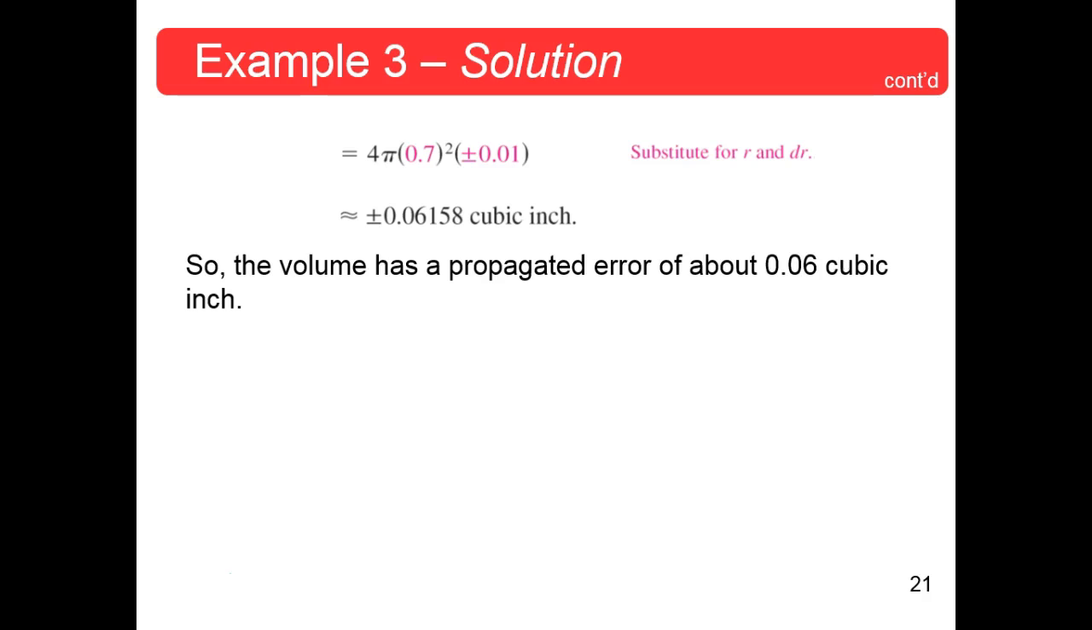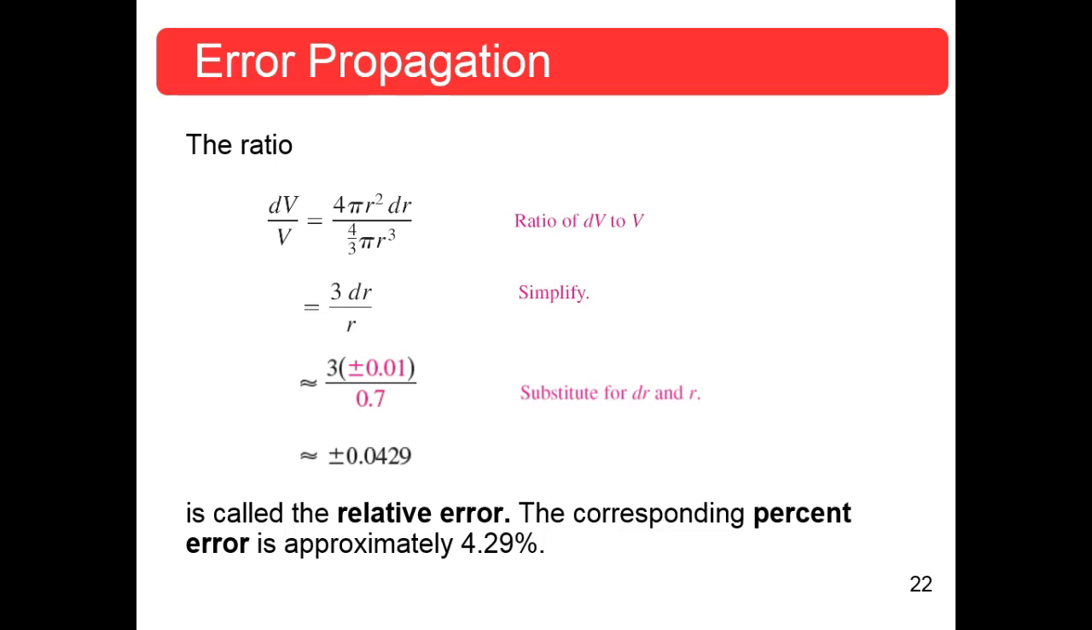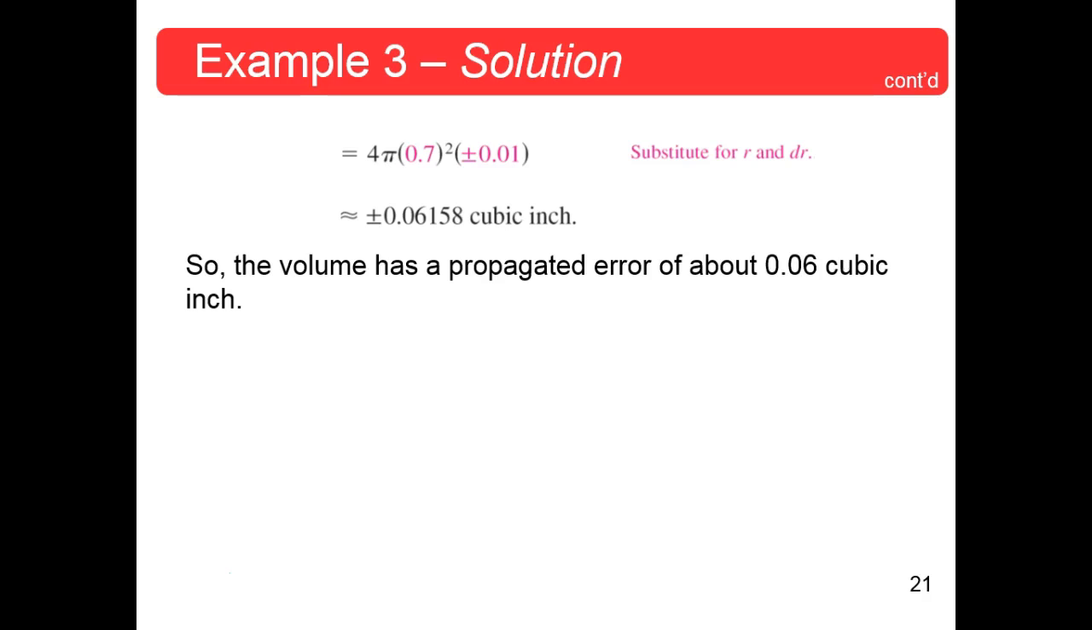It says, would you say that the propagated error in example 3 is relatively large or small? Where is it? There it is, 0.0615. The answer is best given in relative terms by comparing dV with V, so the ratio of your error to the actual.